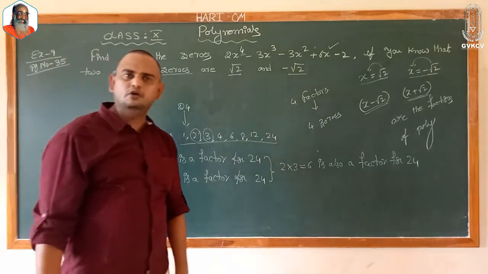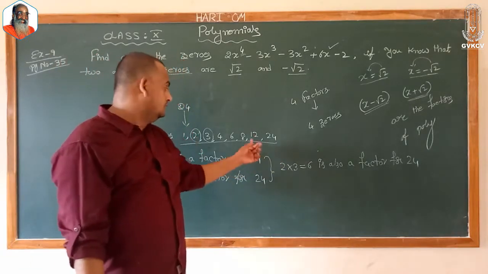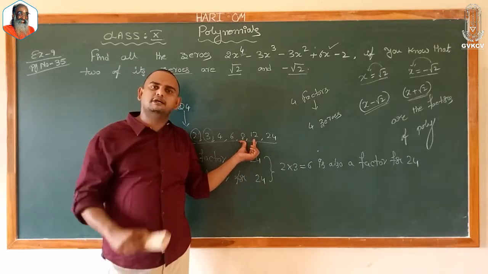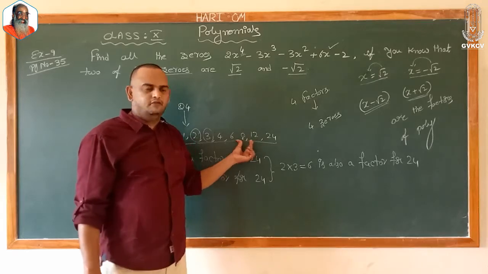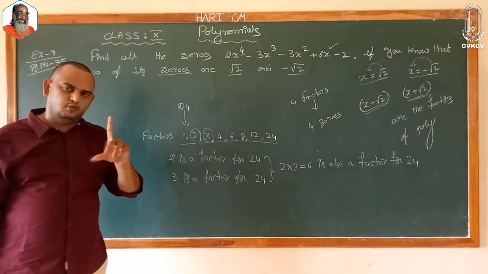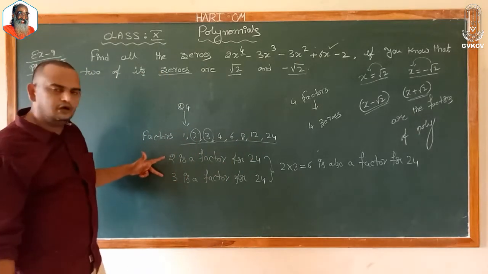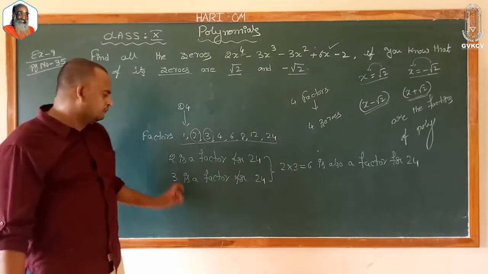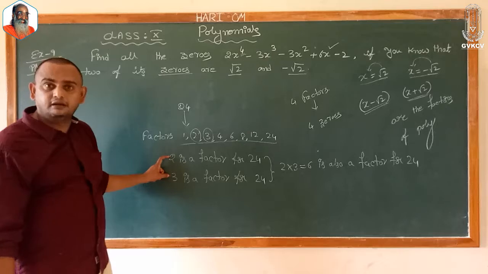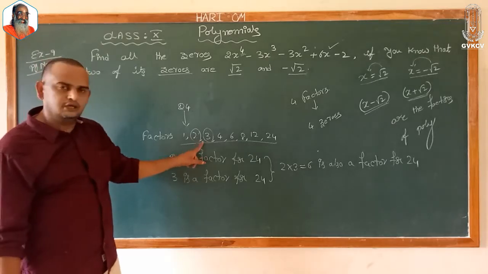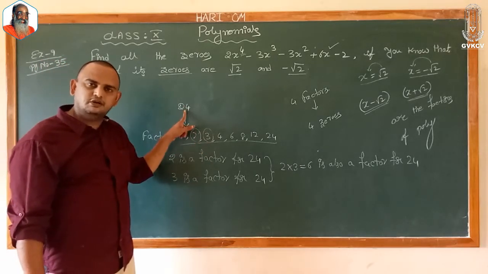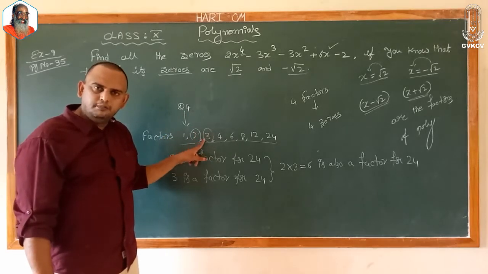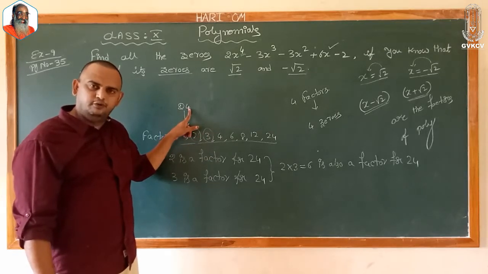8 and 12 are not co-prime because for 8 and 12 the HCF is how much? 4 is the HCF. For 2 and 3 what is the HCF? 1 is the HCF. That's why these two are called co-primes. Here 8 and 12 are not co-primes. So these are the prime factors. 2 and 3 are what? Prime factors of 24.